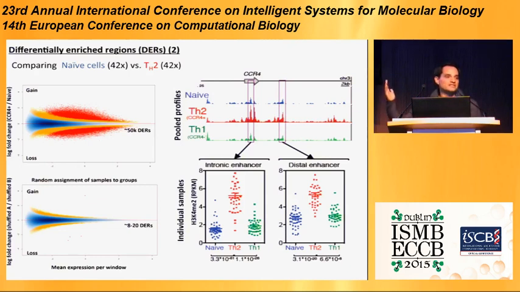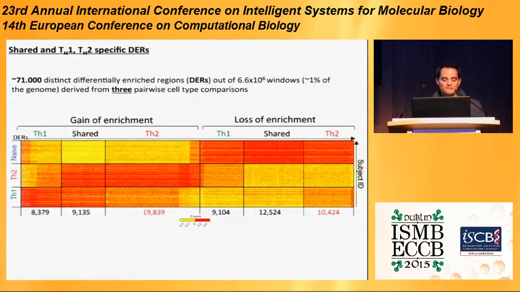And of course, we're interested in how robust this approach is. So I have randomly assigned the samples into random groups. I have applied MEDIPS many times, and in total, with the same adjusted p-value, we see only 8 to 20 differentially enriched regions, leaving us with a very good false discovery rate here.